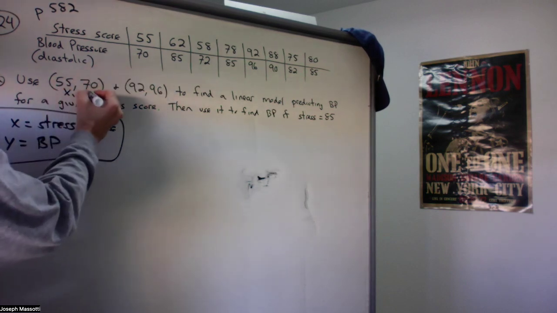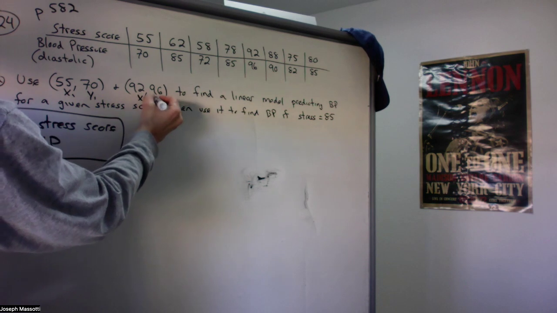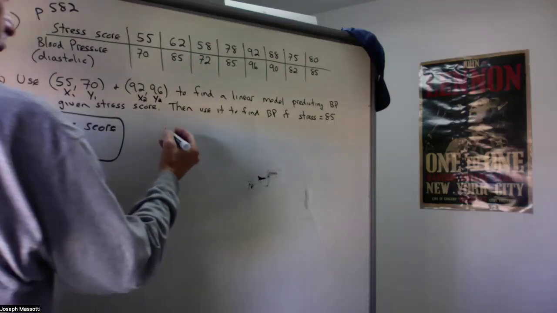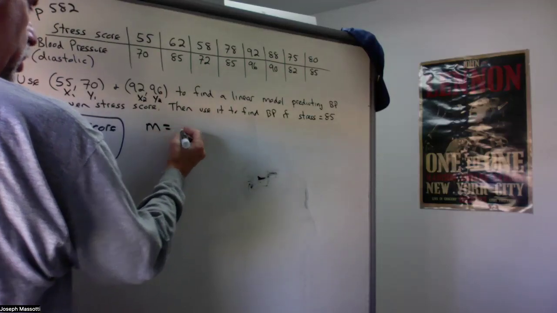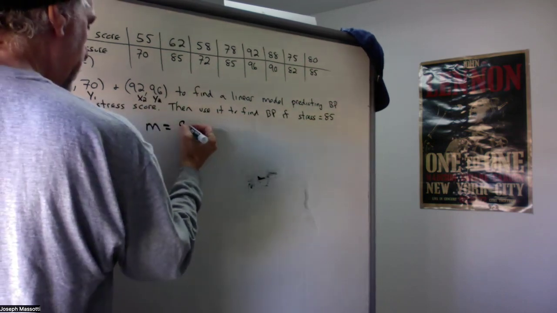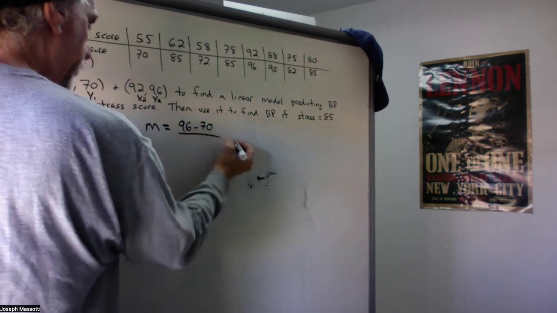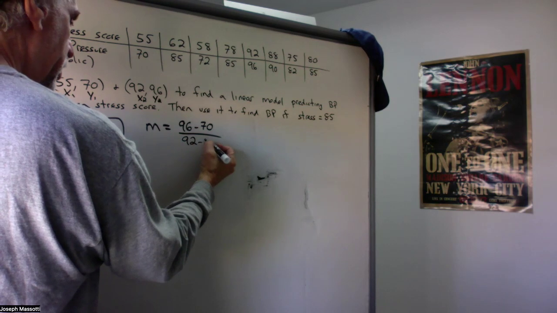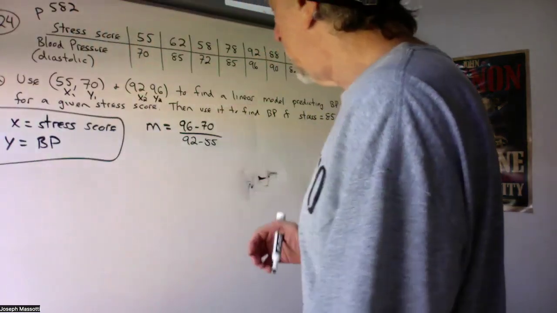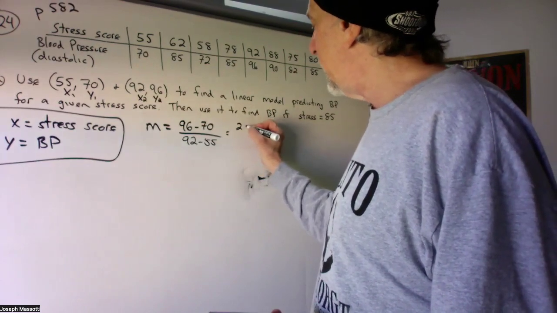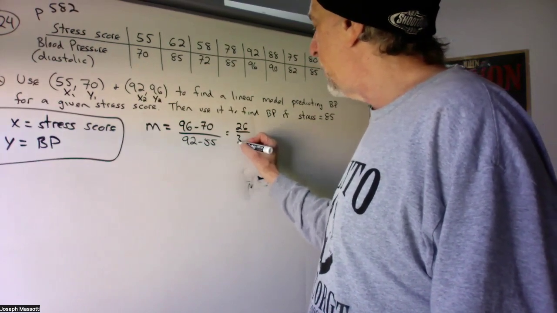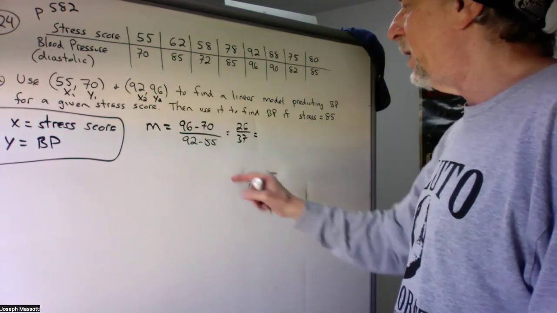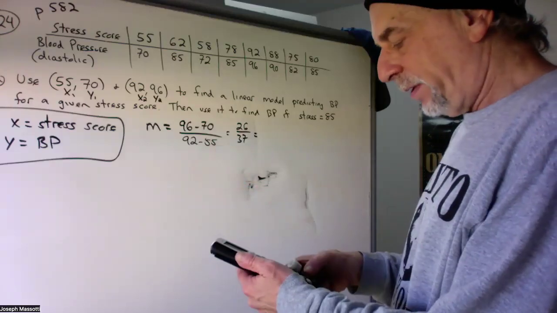Okay. So we're going to use these points. We'll call this one again X1, Y1. We'll call this one X2, Y2, just so we have a reference point. We need the slope to find the equation of the line. So first we'll find the slope, 96 minus 70, difference in the y's over difference in the x's, 92 minus 55. So we end up with 26 in the numerator and 37 in the denominator, right? 96 minus 70 is 26. 92 minus 55 is 37.